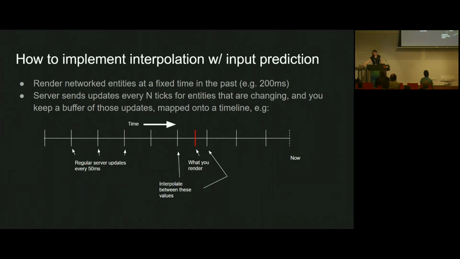And so what we need to do is make that look smooth on the client. What you can do is receive these updates, not just for other players, but for all sorts of entities, and store them in a buffer for each entity. And then you render all those network entities at some fixed point in the past, whether it's 100 milliseconds, 200 milliseconds, whatever you feel is appropriate for your game.